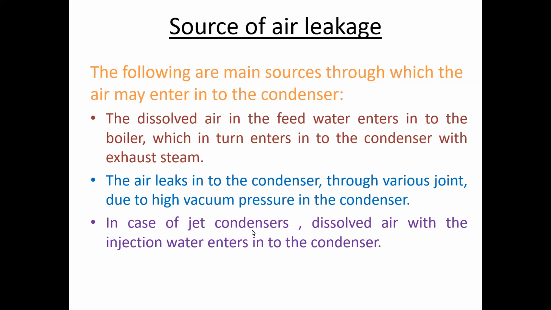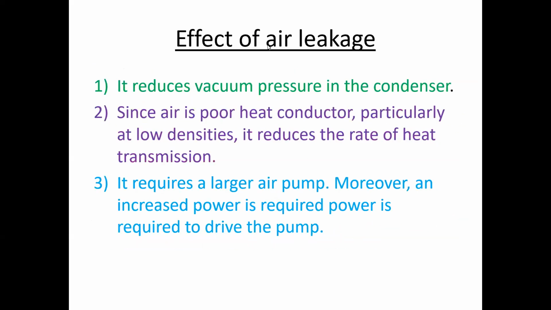In case of jet condensers, the dissolved air with the injection of water enters into the condenser, because we know that in jet condensers, the cooling water and steam come in direct contact with each other. And with that, some air also enters into the condenser shell. So these are the various sources of air leakage. And what are the effects of that air leakage?